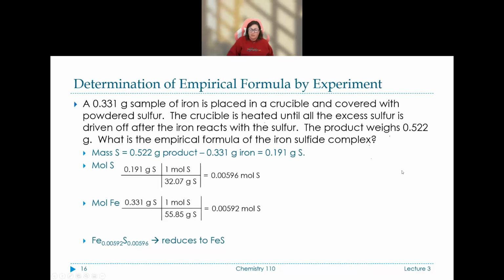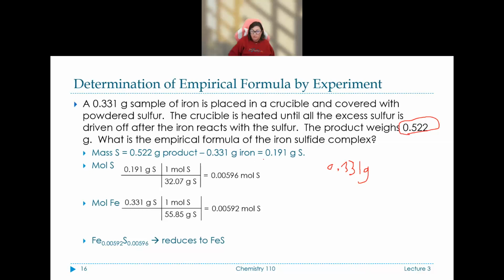Okay, so let me think about this just for a second, because I have to think. I know that I have 0.331 grams that I start with, and this is the iron sample. That's before I do any reactions to it. It's just iron. But then I convert it in some way to make some product, and I have 0.522 grams when I do that. What's the empirical formula of the iron sulfide complex?